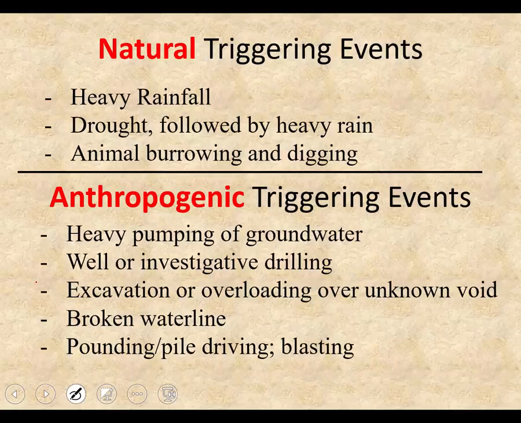Okay. So let's see about how we create a sinkhole. Kind of like how do we create a landslide? Well, there are natural and anthropogenic triggering events. Heavy rain, a drought followed by heavy rain. One of the things that tends to destabilize these potential sinkholes is rapid rise and fall of the water table. Okay, and in some cases even animal activity. Okay, more typically heavy pumping of groundwater.